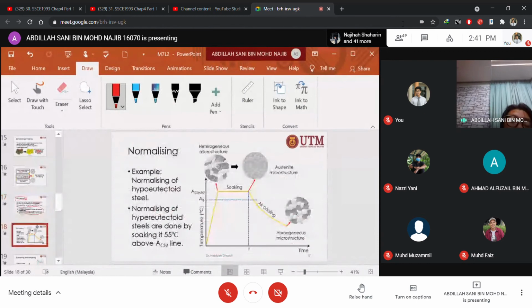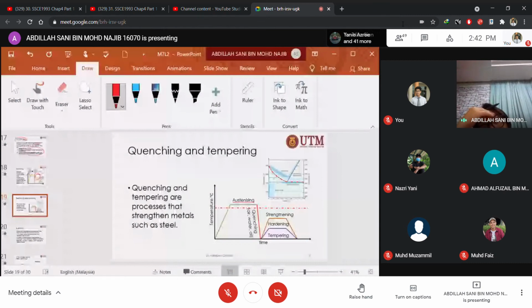And to put that into the phase diagram or the temperature profile. This is the temperature profile. So we do the same as full annealing. We heat it up until it becomes austenite. Then we air cool it. This is different. We air cool it. When you do the air cooling, you have finer grain compared to the furnace cooling. Well, that is about the annealing and normalizing.